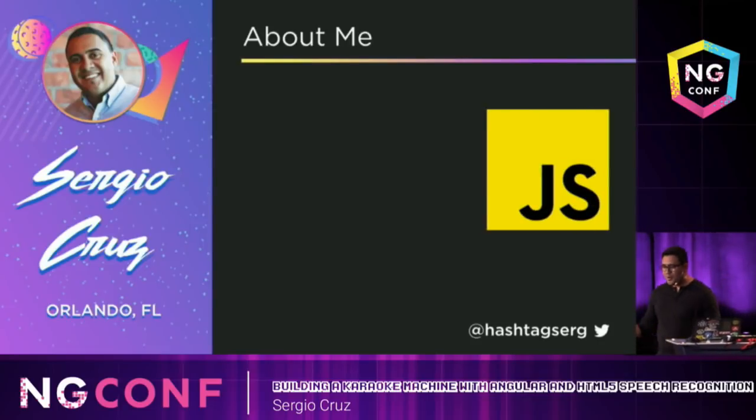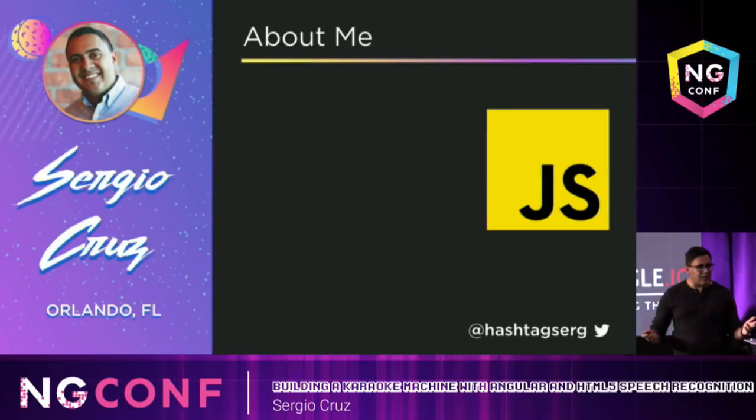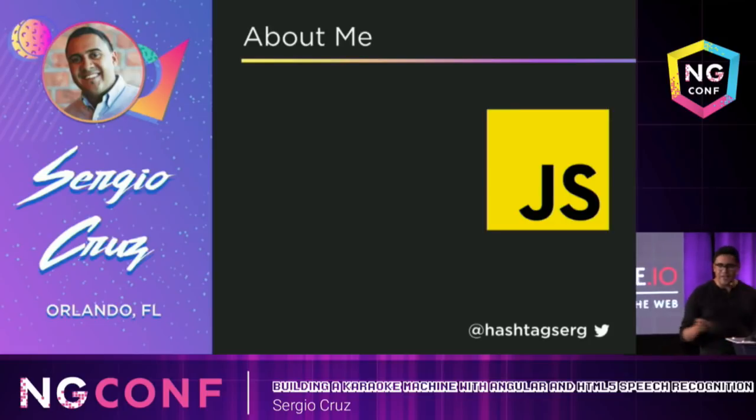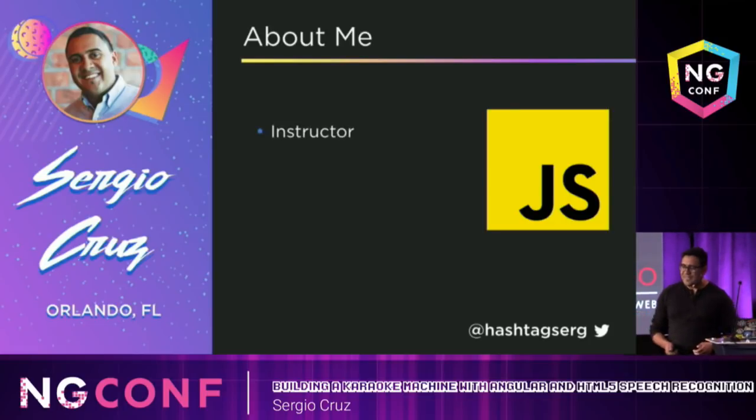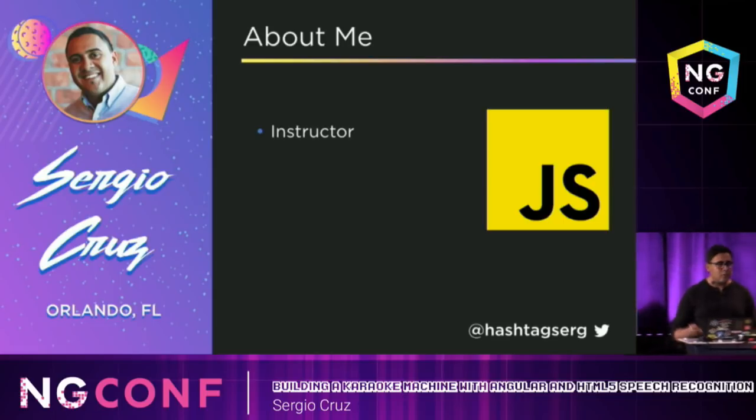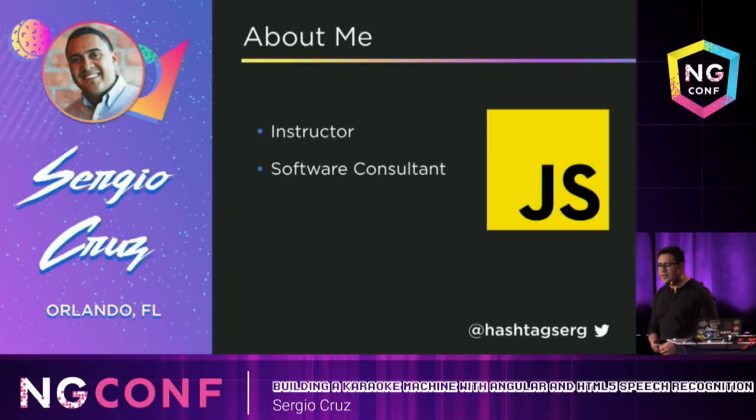All right, so before we go on, a little bit about myself. Like I said, my name's Sergio Cruz. I live in Orlando, Florida. I'm super passionate about JavaScript. I am an instructor. Some of you might know me from the time I spent over at Code School and Pluralsight. I do have courses on there.